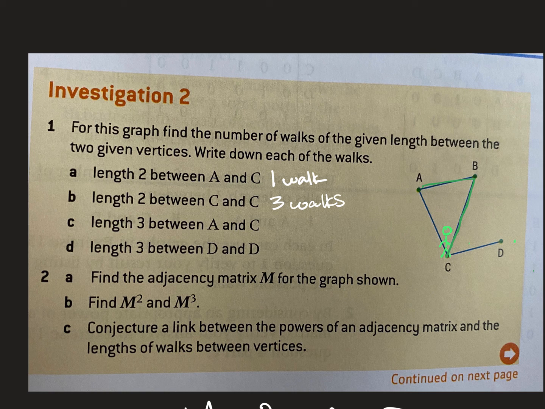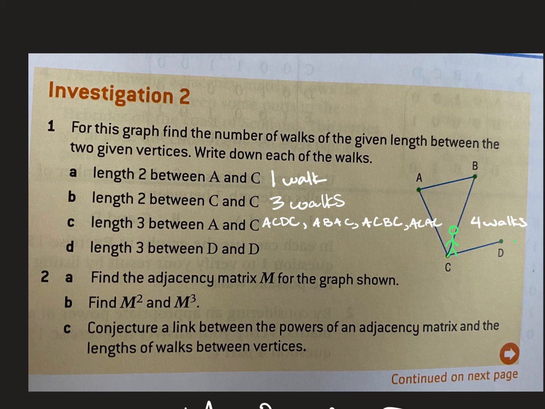Length 3 between A and C. This one is a bit harder to count, so I'm going to move that out of the way. What we could do between A and C length 3, we could go 1, 2, 3, so that will work. That's A, C, D, C. We could also go A, B, A, C. We could also go A, C, B, C. And finally, we can just toggle back and forth and go A, C, A, C. So there are 4 walks there.